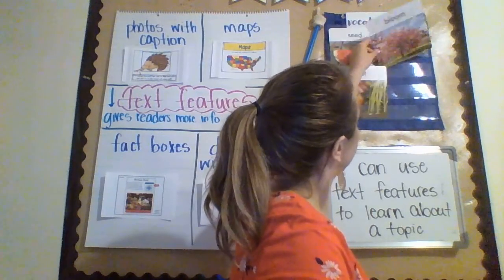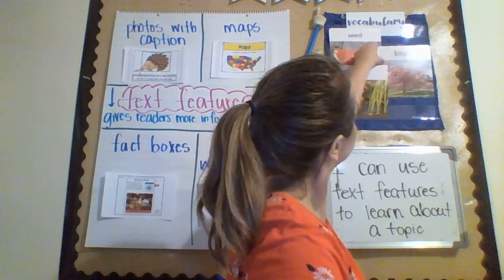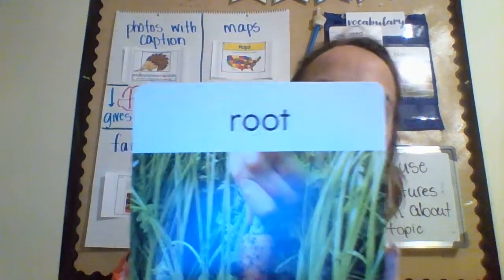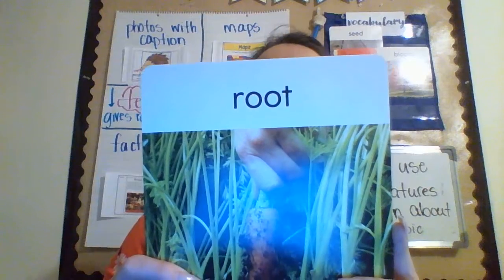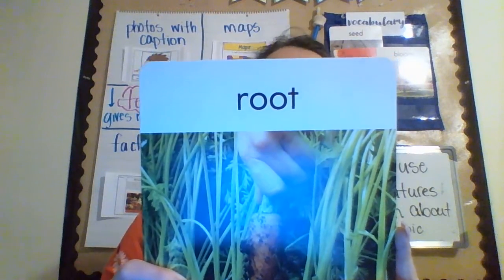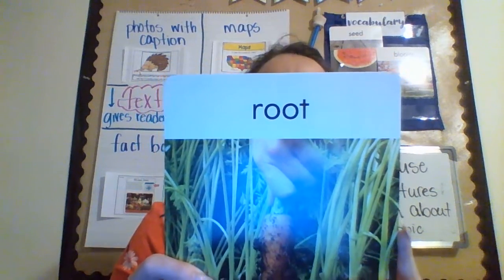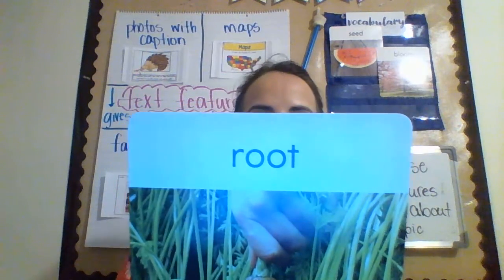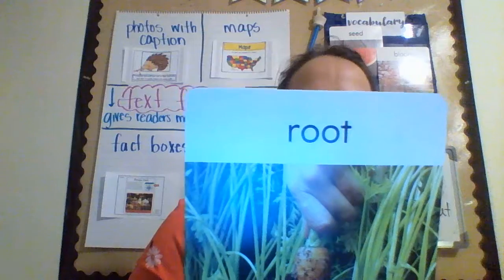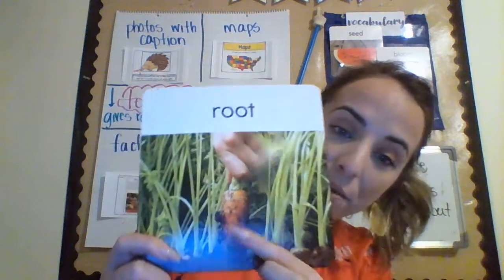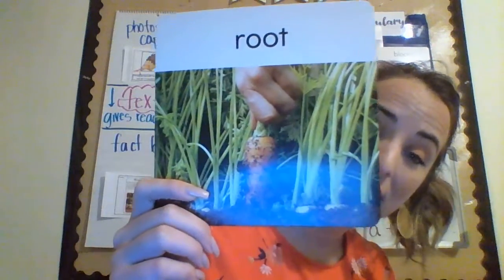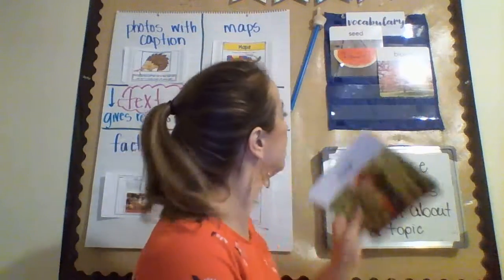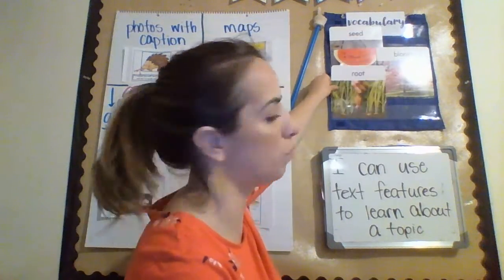Our next vocabulary word is root. Say root. A root is a part of a plant that grows under the ground and takes in water and food. So the orange part of a carrot is the root of the plant. So when we eat carrots, we are actually eating the root. That orange part is the root.